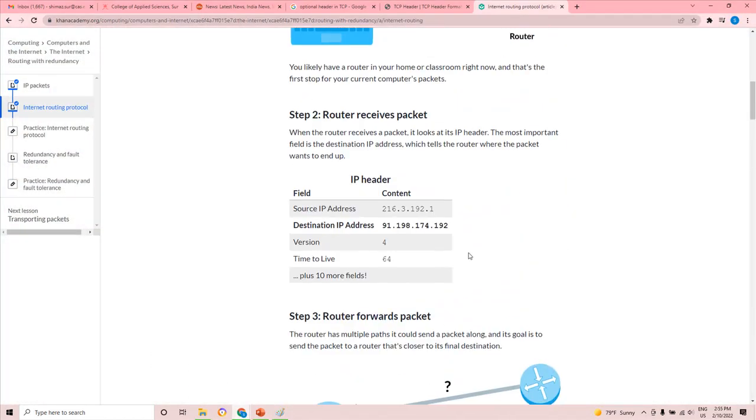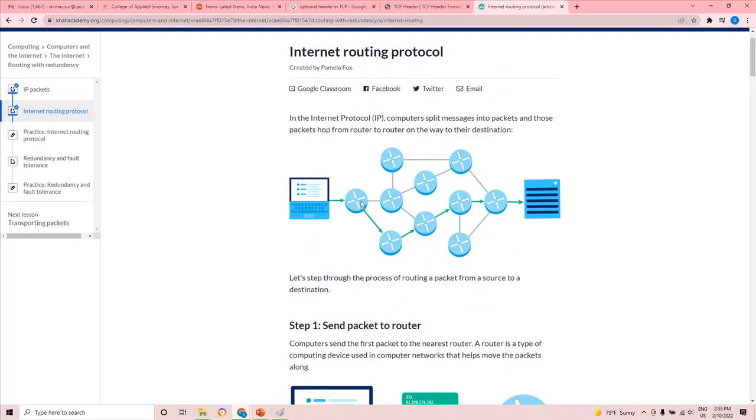You see, it will go from one hop to another hop. From here it reaches, this is one hop, two hop, three hop. So it moves from one router to another router until it reaches the destination.